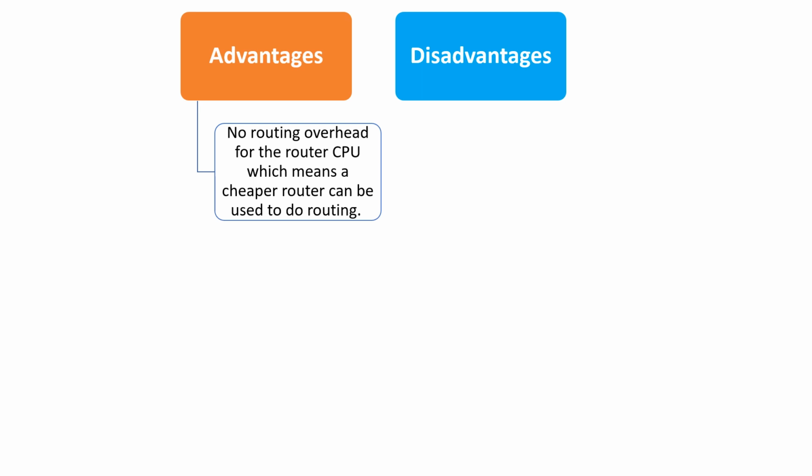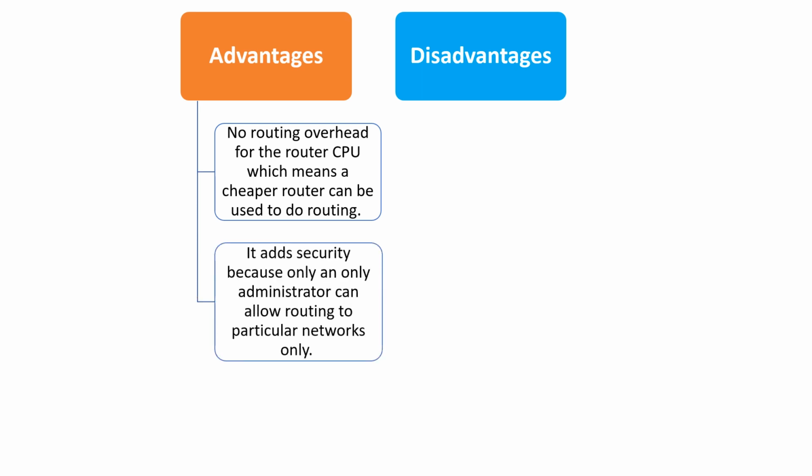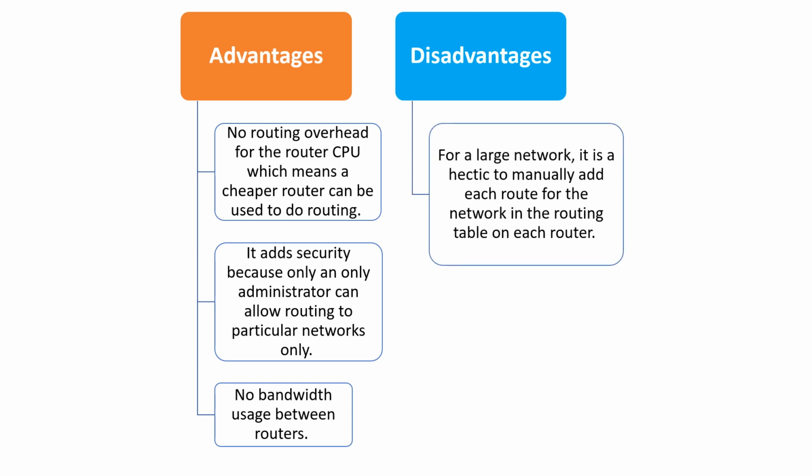Next we can see the advantages and disadvantages of this routing. There is no routing overhead for the router CPU, which means a cheaper router can be used to do this type of routing. It also adds security, because only an administrator can allow routing to particular networks. And there is no bandwidth usage between the routers also. So these are the advantages.